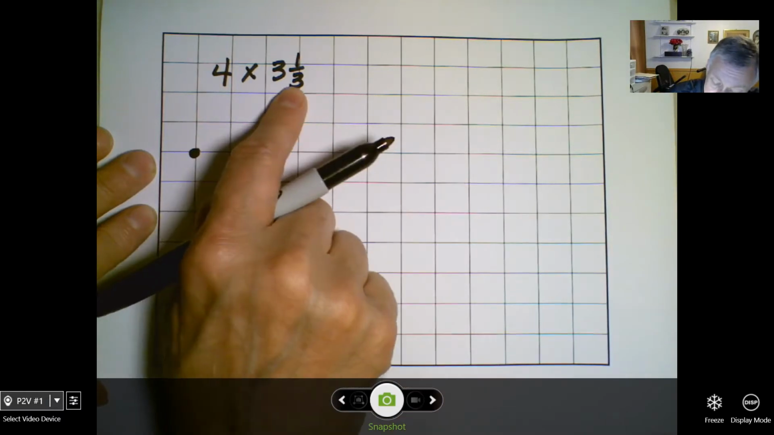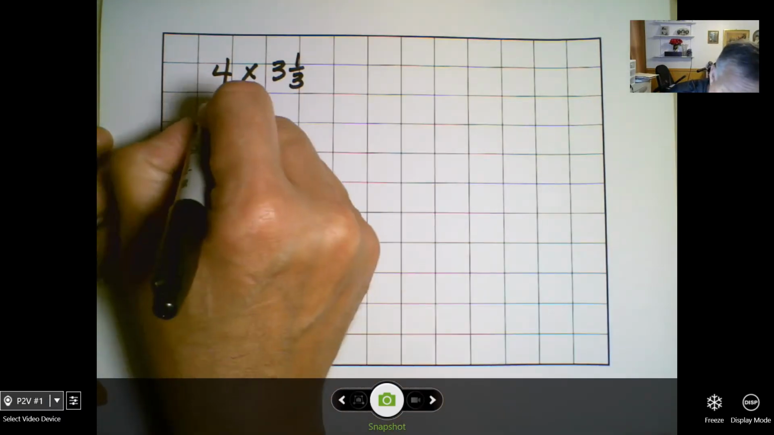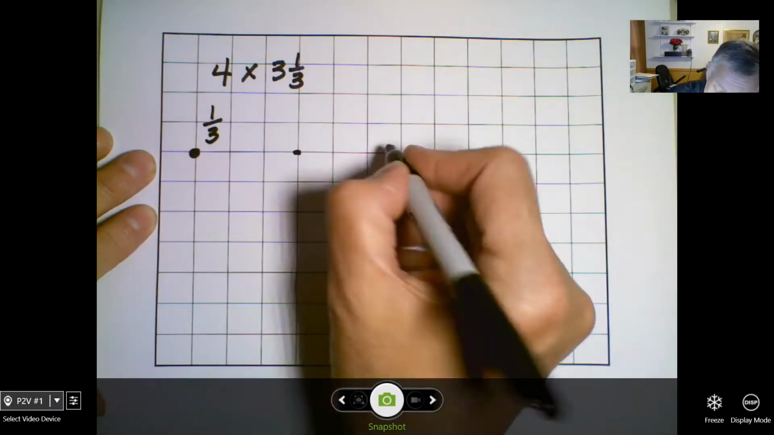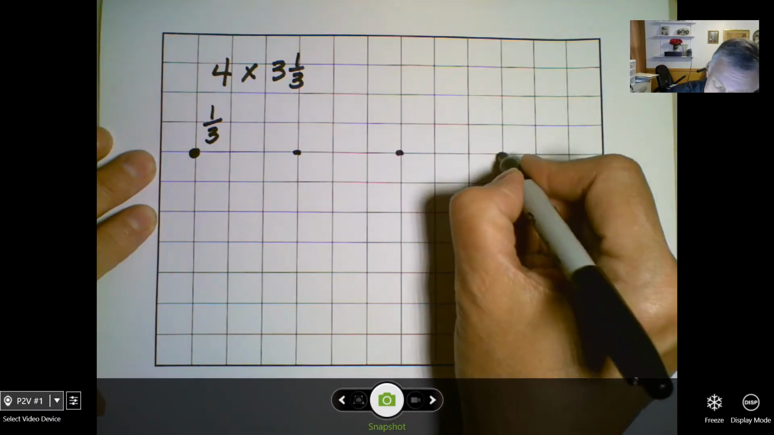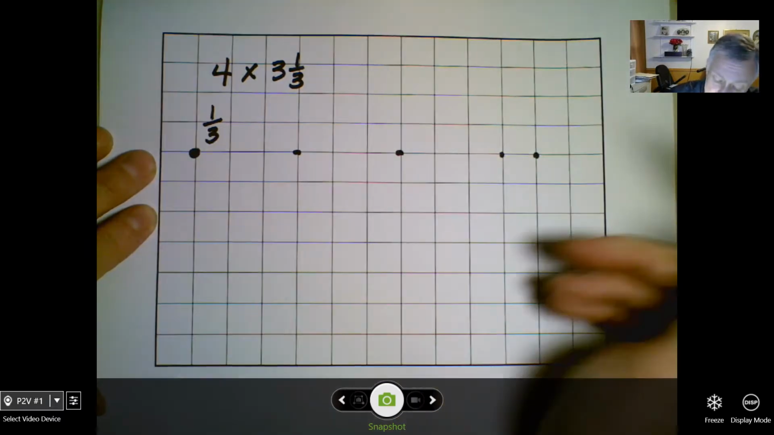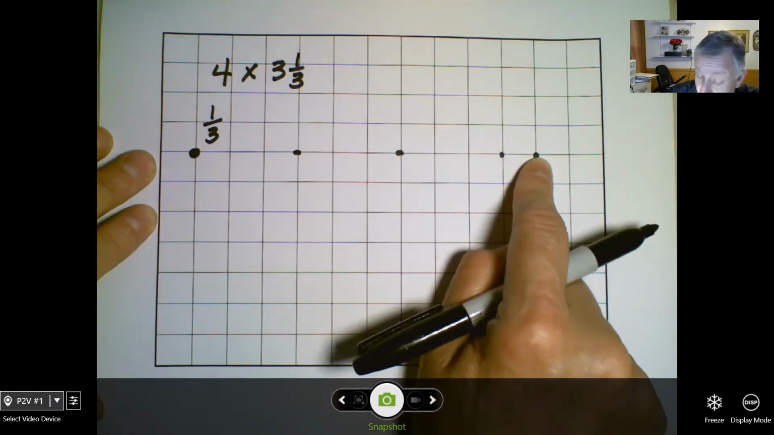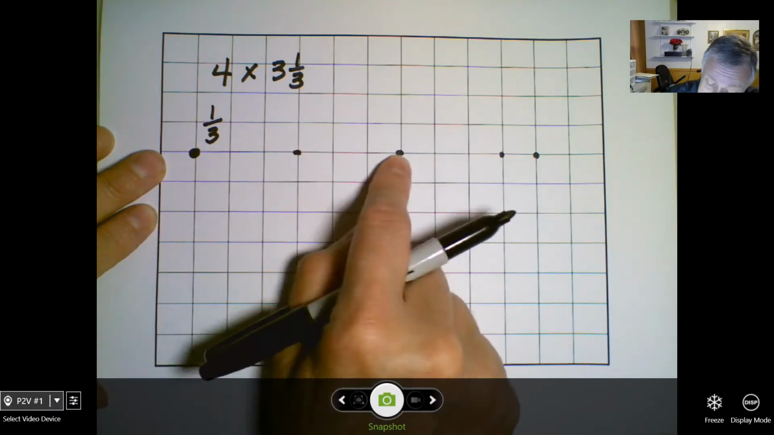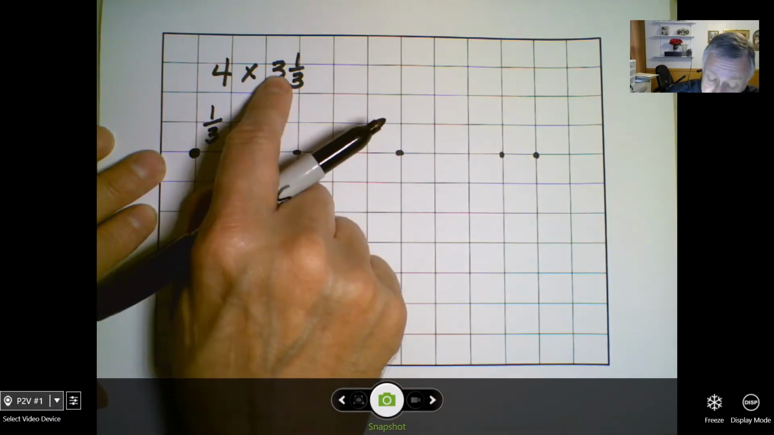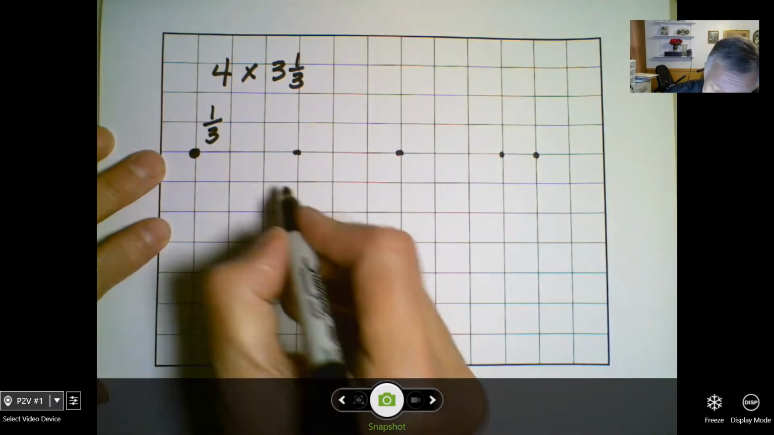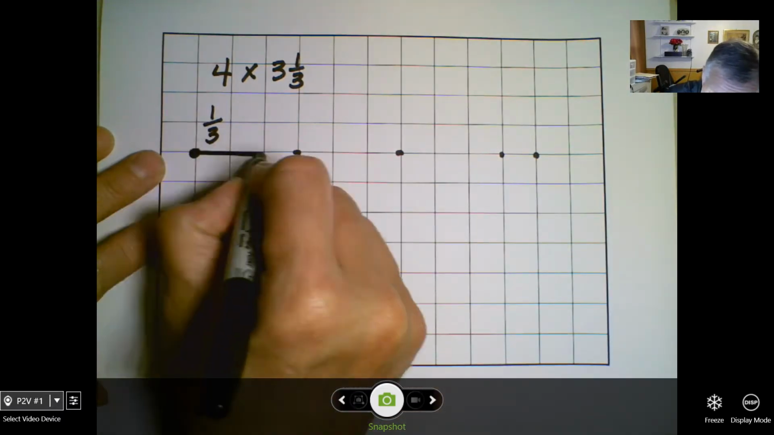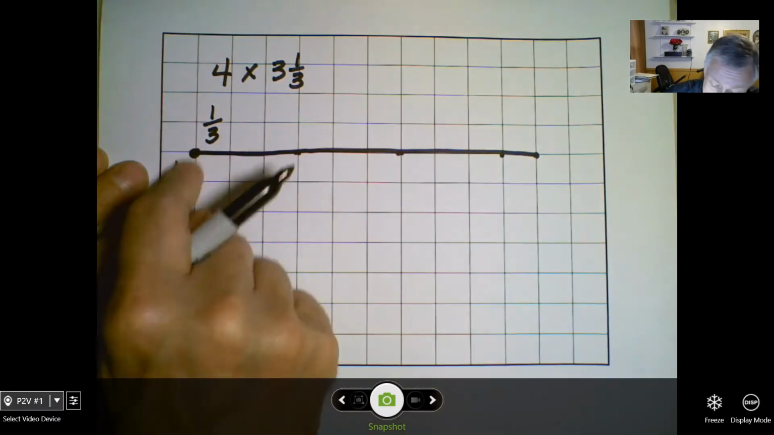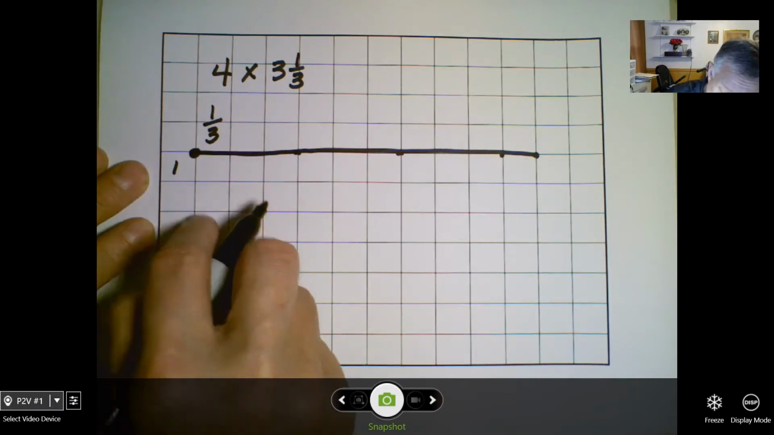Now because I'm dealing with thirds, each box is going to represent 1/3. So it takes 3 of them to make 1, 2, 3, and 1/3. I can count how many boxes I've gone, and that would show me what the numerator would be for the improper fraction. 3, 6, 9, 10. So 3 1/3 is 10/3, but we're not using the improper fraction today. So there's one side of my box. And we're just going to make these whole units going down. So 1, 2, 3, 4.